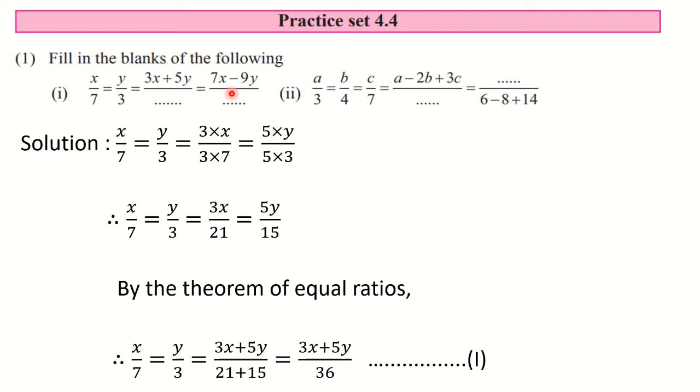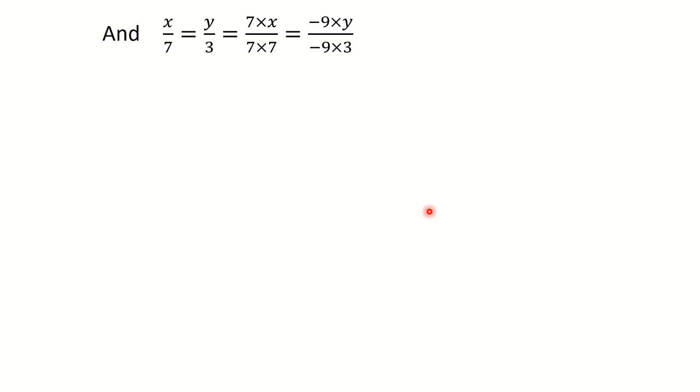Similarly, we have to go for the second one. So here also all the steps will be similar. You have to find 7 into x and 7 into 7, and here minus 9 into y and minus 9 into 3. Okay, so let us do that. You can see here x upon 7 is equal to y upon 3, and 7 into x upon 7 into 7 is equal to minus 9 into y upon minus 9 into 3.